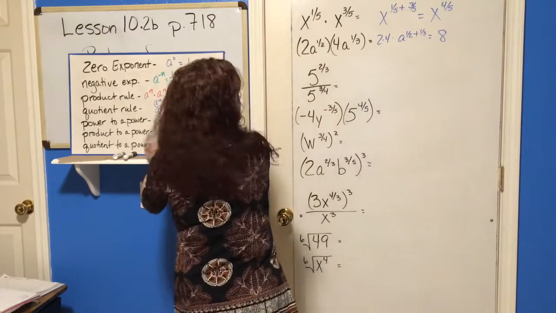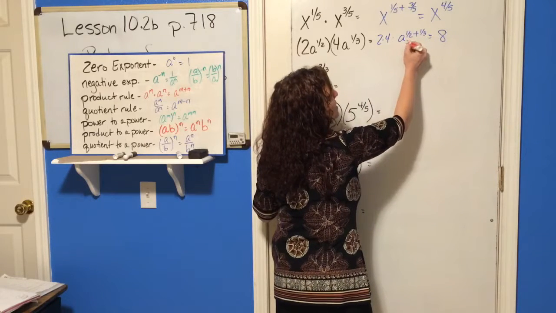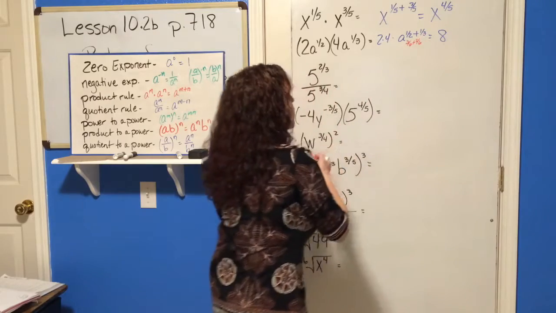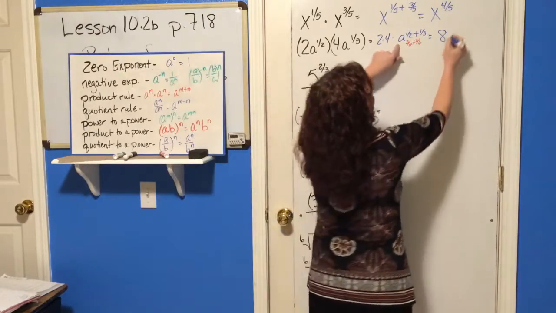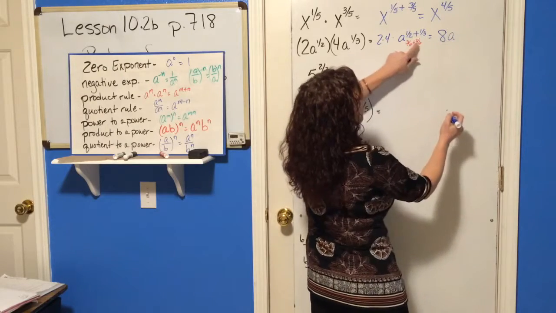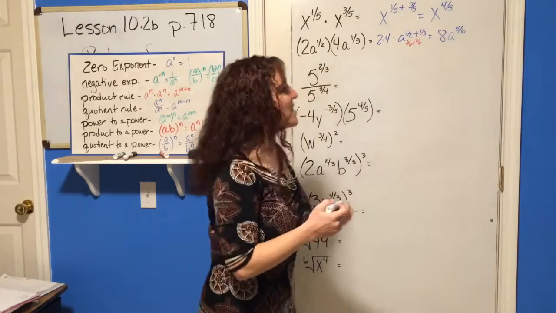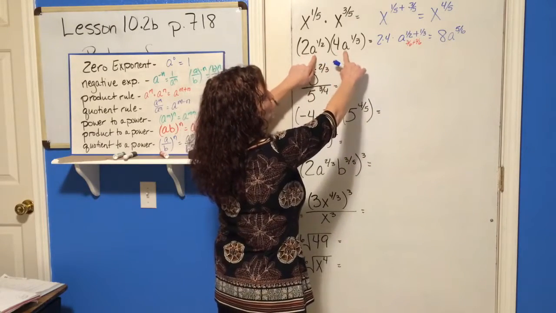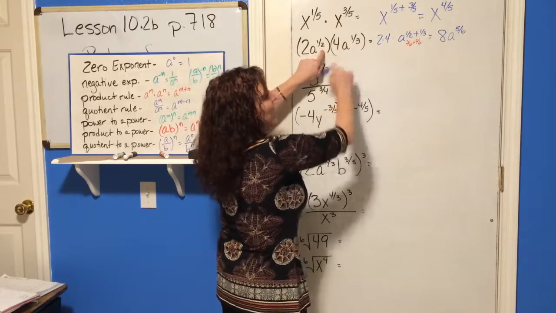Let's change it to like denominators. So let's give it a 6. So this is 3/6 plus 2/6. So now this is 8 times a to the 5/6 power. All right, 8a to the 5/6 power. So you multiply the coefficients, and then to multiply your bases with exponents, you simply add those exponents.